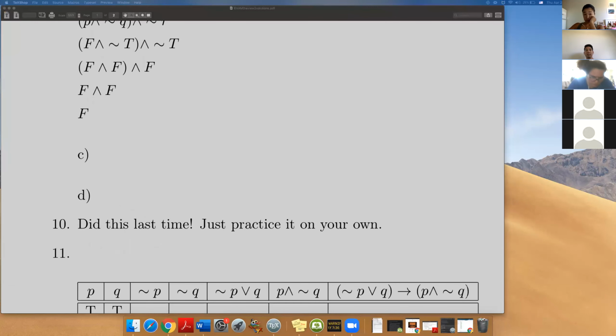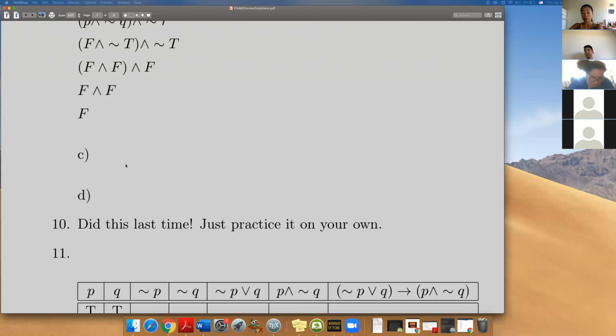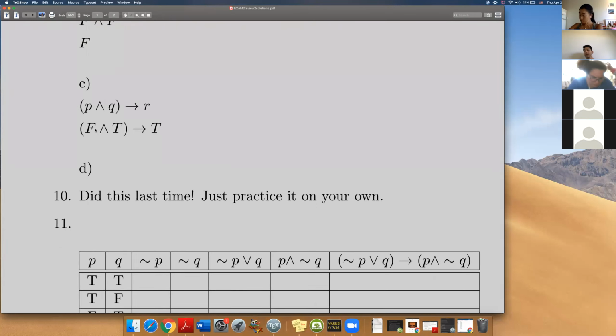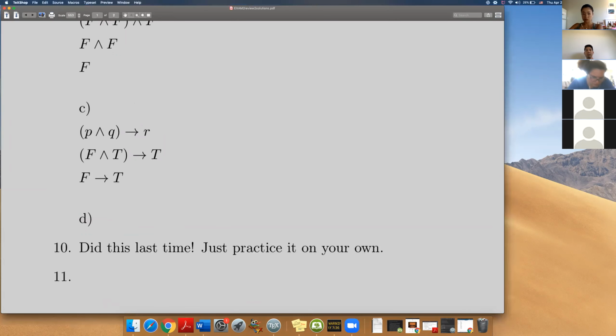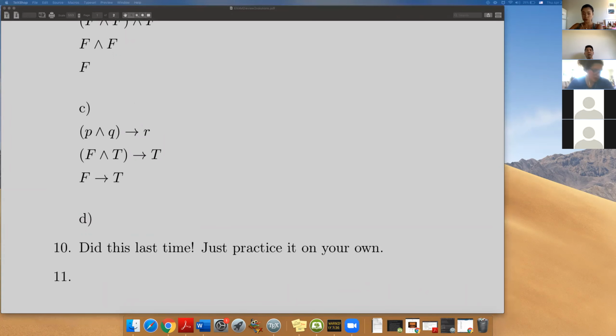Okay, letter C. Same thing again. Start with the original statement, replace it with the truth values. And then work inside the parentheses first. So false and true is false, right? False. Yes. And then we get false to true, which is true. So the final answer is just true.